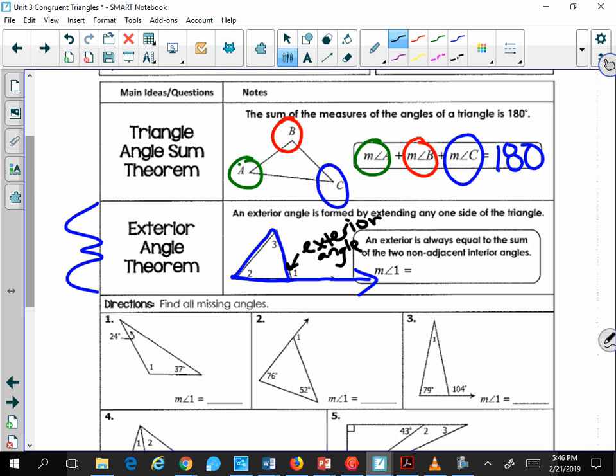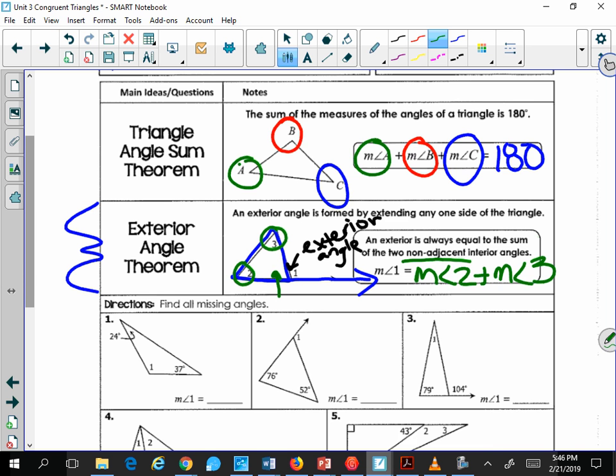And what it tells me is an exterior angle is always equal to the sum of the two non-adjacent interior angles. Remember, adjacent means next to. So this is next to it. That's my adjacent angle. But it wants the non-adjacent angles. So in this case, that's going to be angles 2 and 3. So the measure of angle 1, my exterior angle, is equal to the measure of angle 2 plus the measure of angle 3.